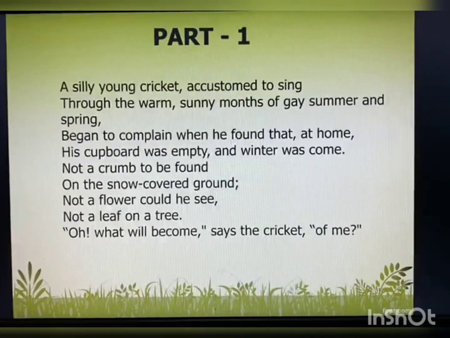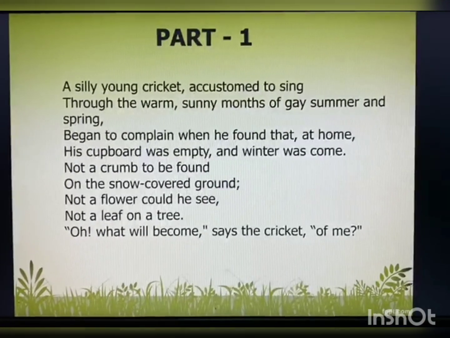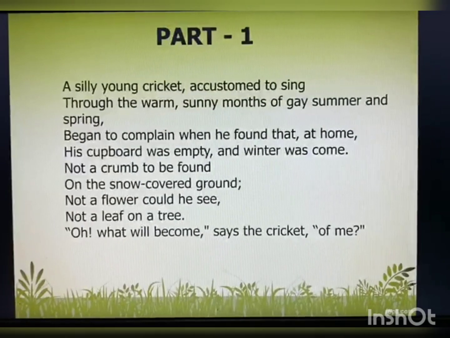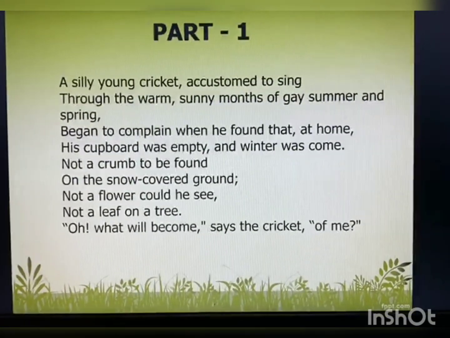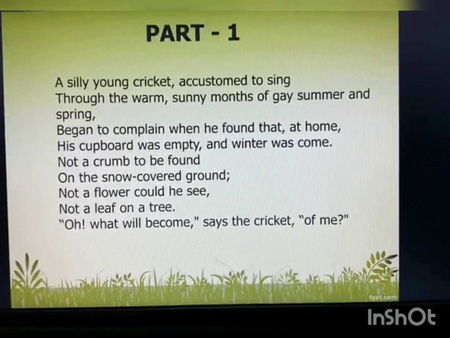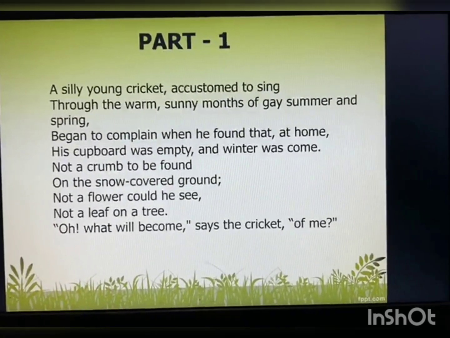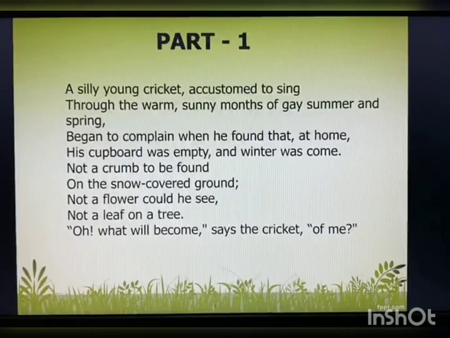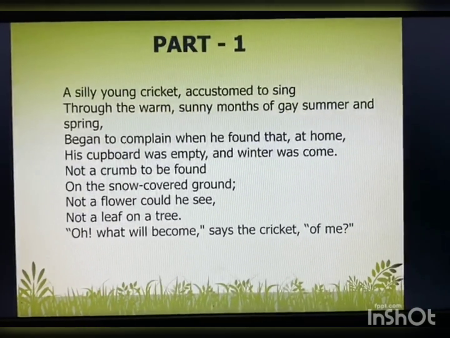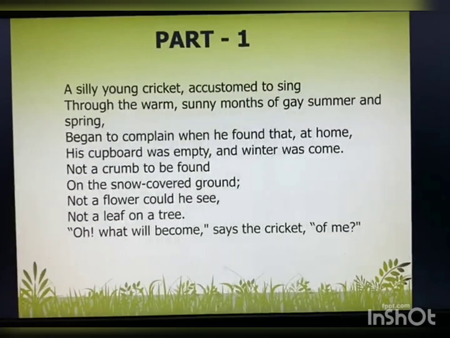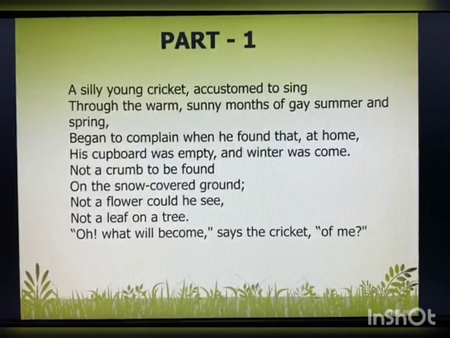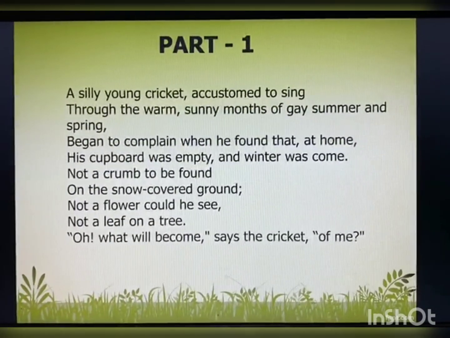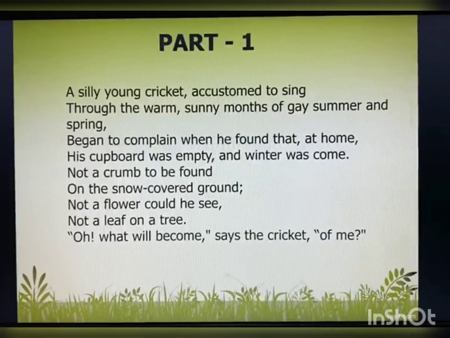Now the explanation of part 1. The poet says that there was a silly young cricket. Cricket is a grasshopper-like insect who was accustomed to sing during the summer and spring. Gay means happy and enjoying. The poet calls spring and summer seasons gay because they are full of life. There is greenery everywhere. Food and water are in large quantity.